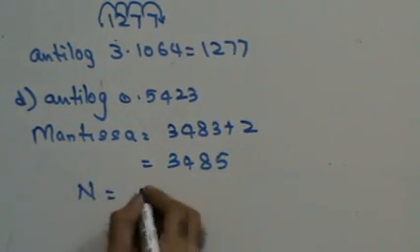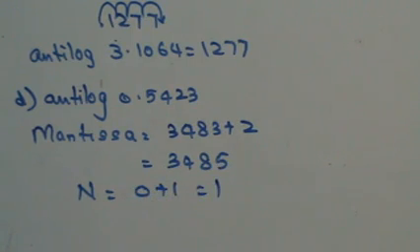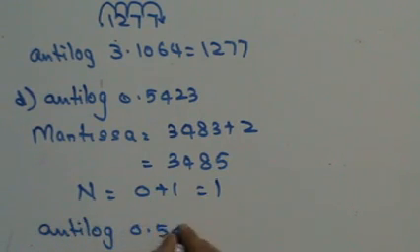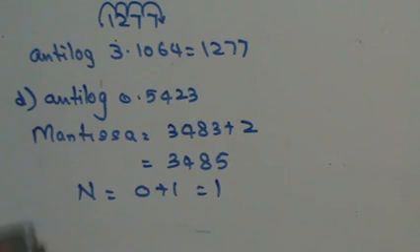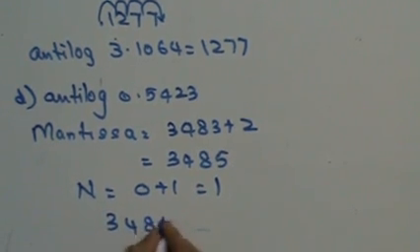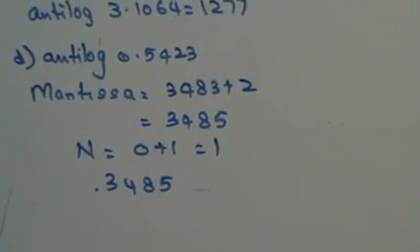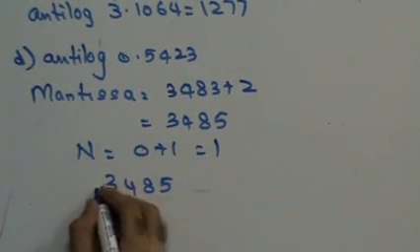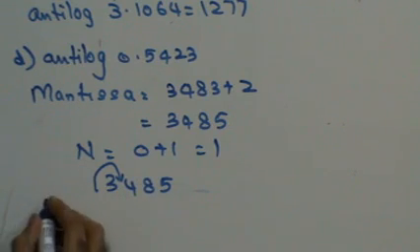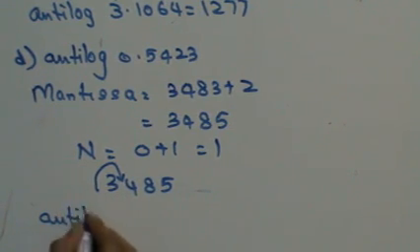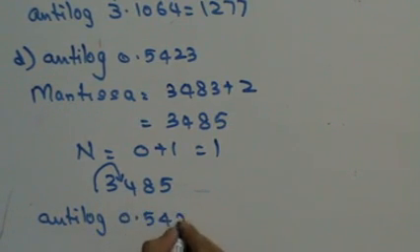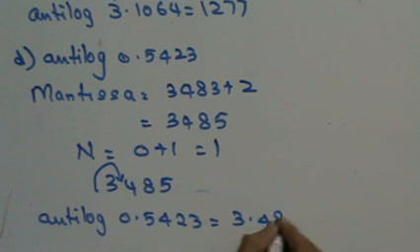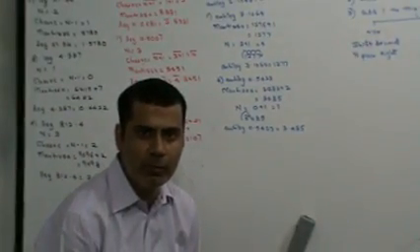N. Whatever is the number before the decimal, add 1 to it. 0 plus 1 is 1. Before that, I have to show you how to shift the decimal. 3485. In mantissa, the decimal is assumed to be before the first digit. N is 1, so the decimal will shift one position to the right. Therefore, I can say that antilog of 0.5423 is 3.485. Right? This shows us how to find out log and antilog of a number. We will stop here for the day. Thank you very much.